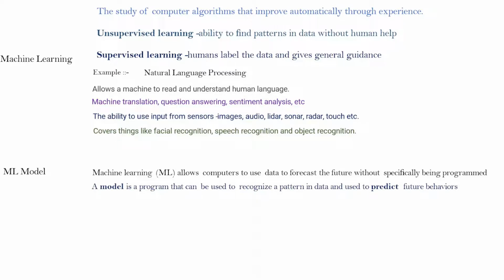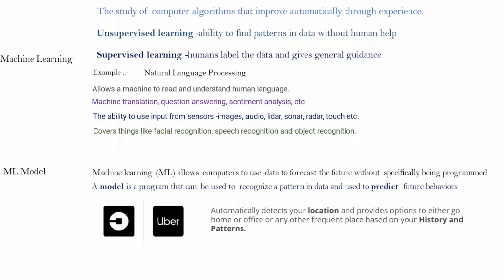And a model is a program that can be used to recognize a pattern in data and used to predict future behavior. So machine learning allows computers, in a high level statement, and the model is that particular program which is being used to recognize the pattern in the data, and that pattern in the data is the breakpoints used to predict the future behaviors. How it will actually work, we will cover those things in upcoming lessons.